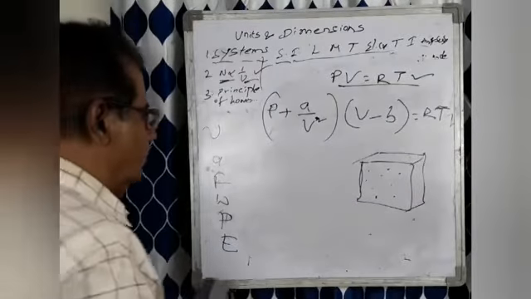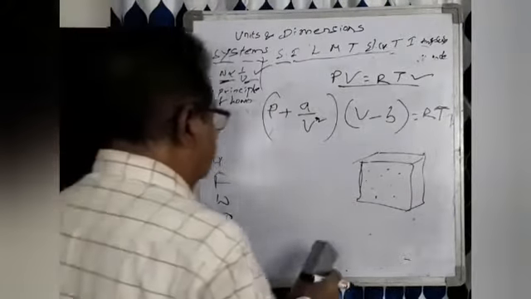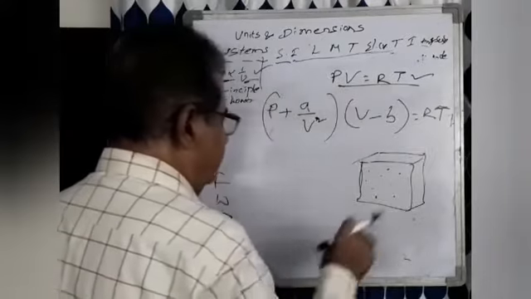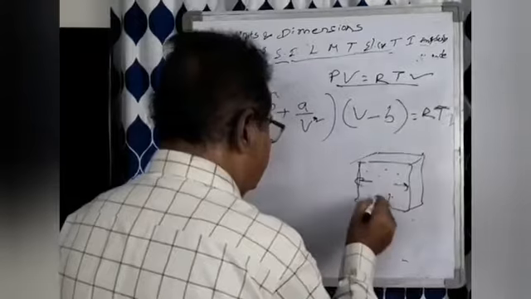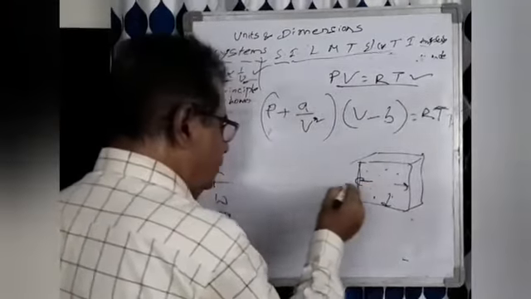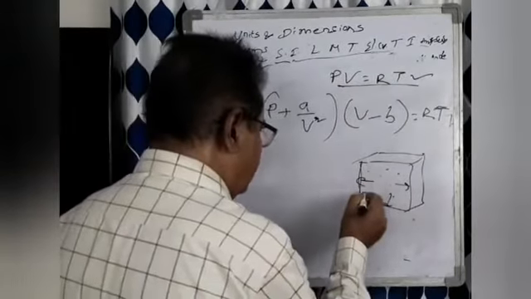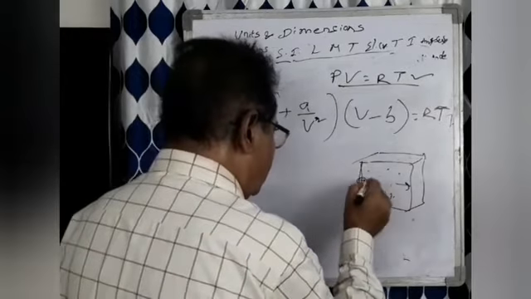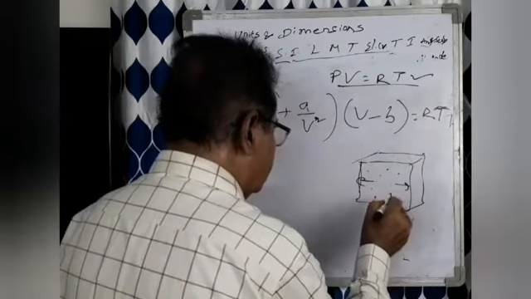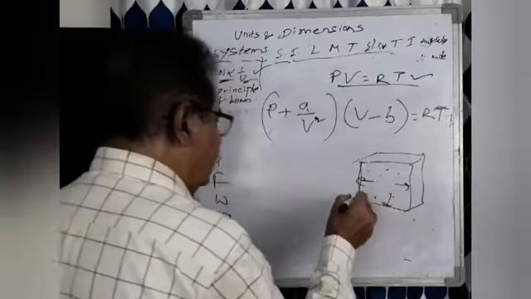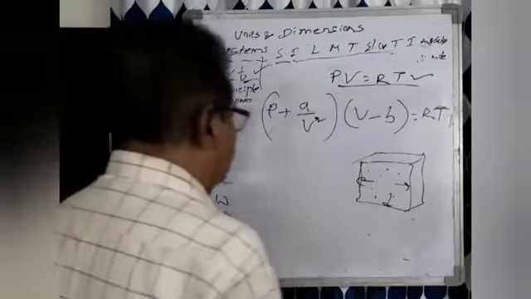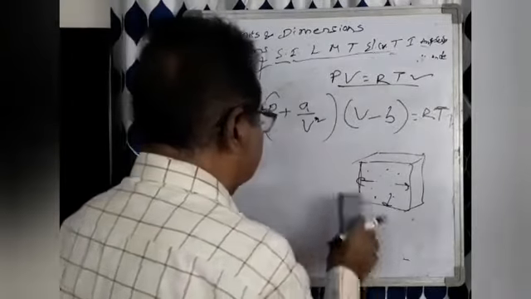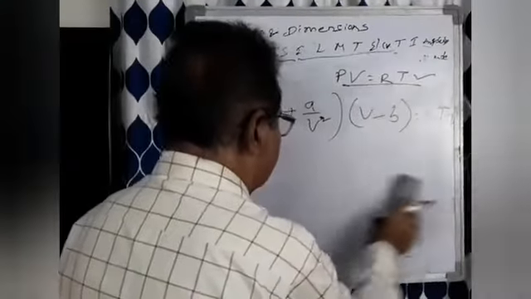So like that, pressure means force exerted by gas molecules on the walls of the container. But if a molecule is going towards the wall, another molecule attracts it backwards. So then the intermolecular force is also to be considered. Then it becomes P plus A by V square, the Van der Waals gas equation.